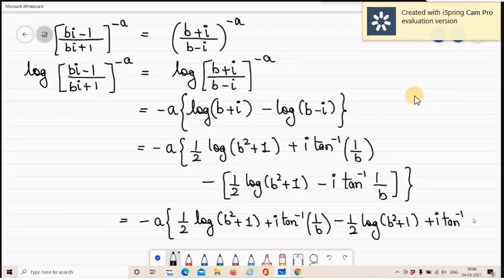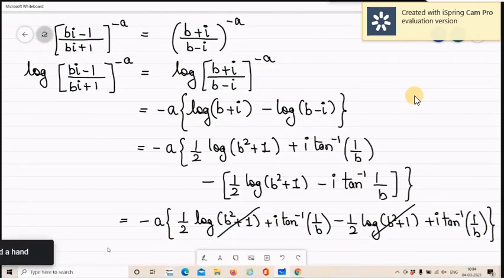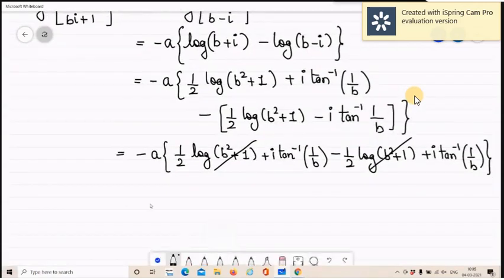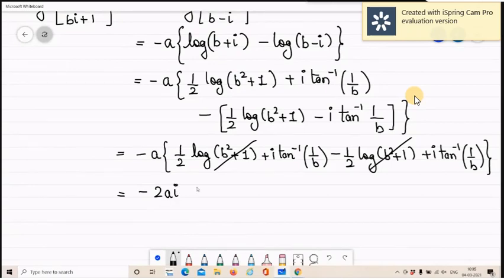So you all can see that we have opened the bracket, so because of this it gets cancelled. So what we are getting here is minus 2ai tan inverse of 1 by b. We can write it as cot inverse b. Yes. So tan inverse of 1 by b can be written as what? Cot inverse of b. You can do that.